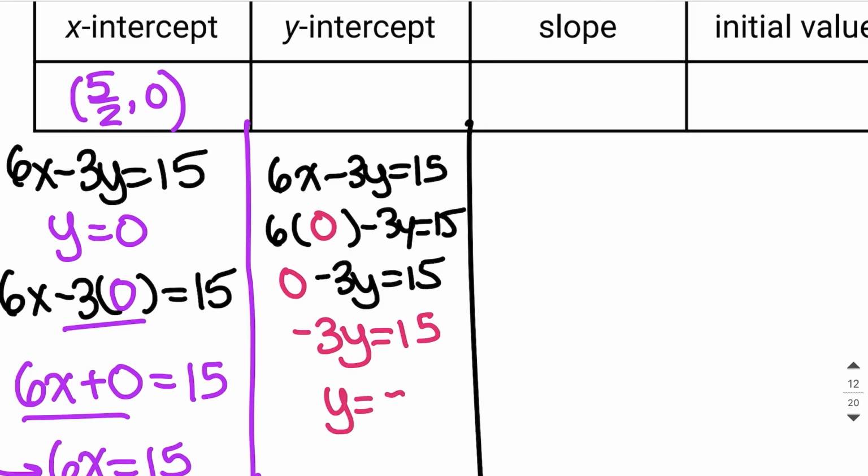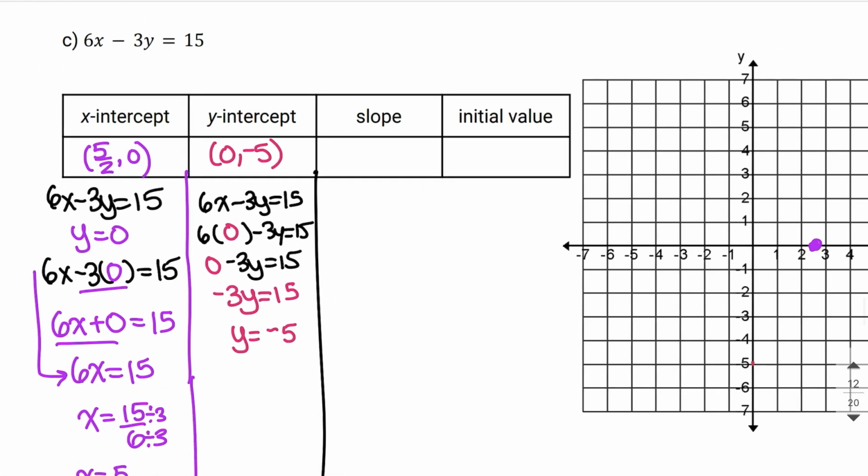Divide both sides by negative 3. I get y equals negative 5. So my y-intercept would be (0, negative 5). So when I take a look at this right here, I can see that that is where my y-intercept would be. So I can go ahead and connect those dots.